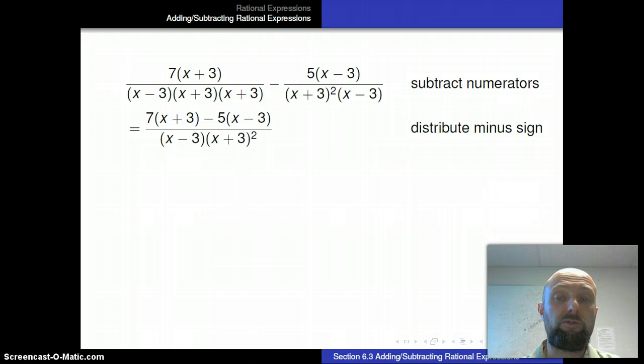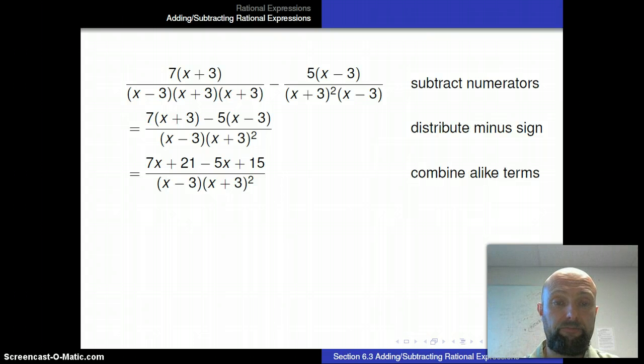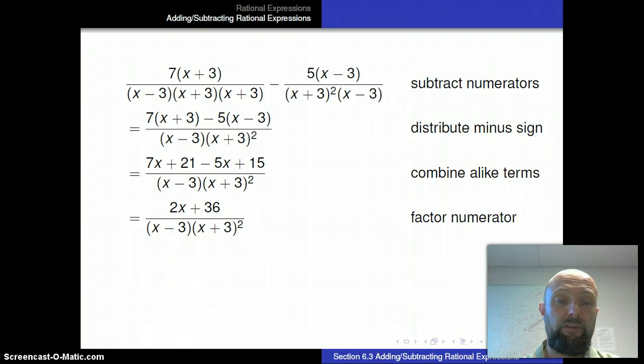Next, we distribute the minus sign. And finally, we combine like terms. Now this answer can be slightly simplified since we can still factor the numerator. We factor out the greatest common factor of the numerator. We have 2x and 36. The greatest common factor is 2. And when we factor out 2, we are left with x plus 18. And here is our final answer.